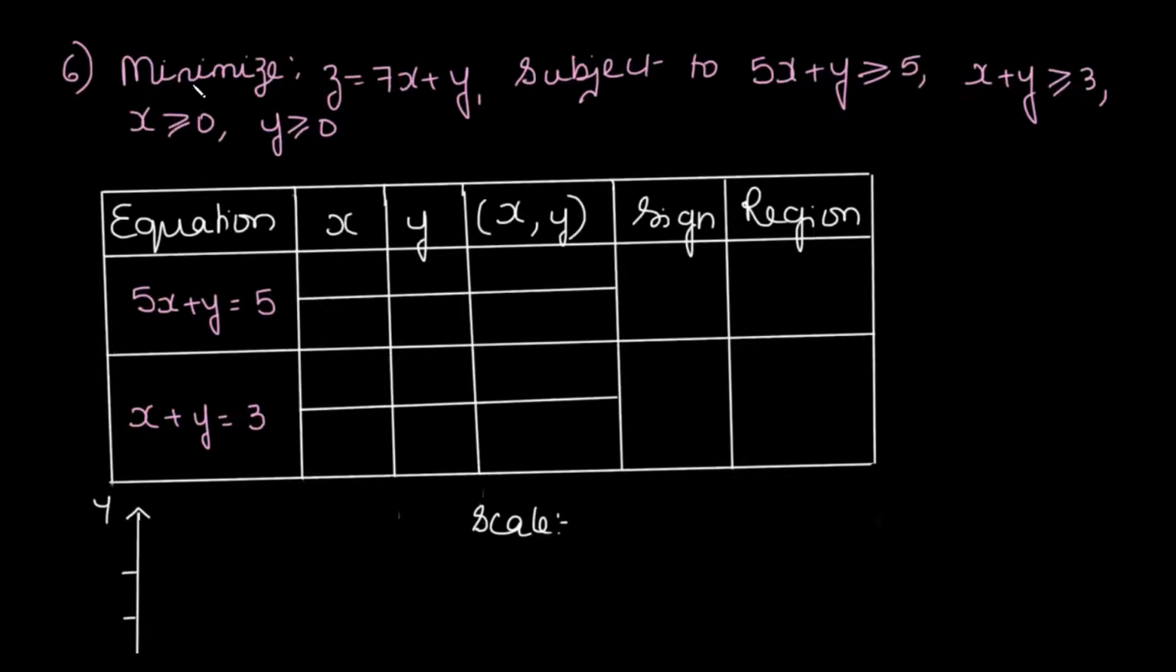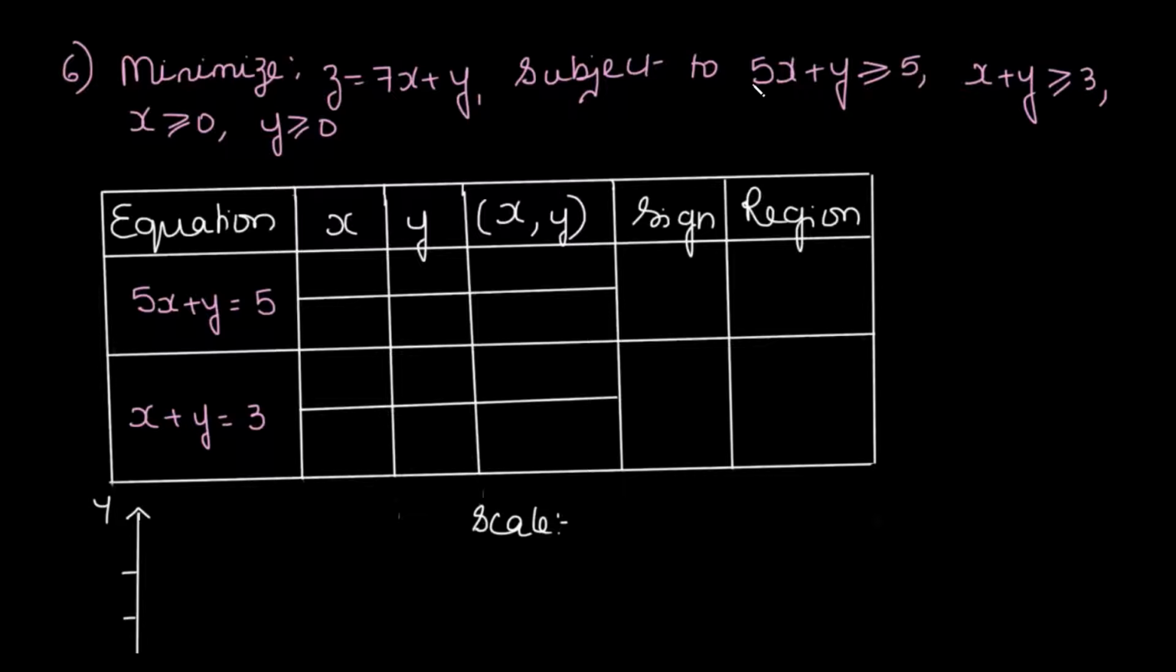Now the next question is minimize. Till now we dealt with maximize questions. Now the next question is minimize: Z is equal to 7x plus y subject to 5x plus y greater than or equal to 5 and x plus y greater than or equal to 3. And also the non-negativity constraints are given here.